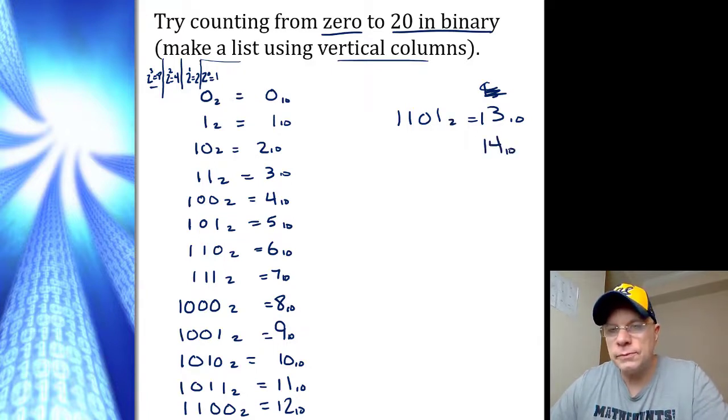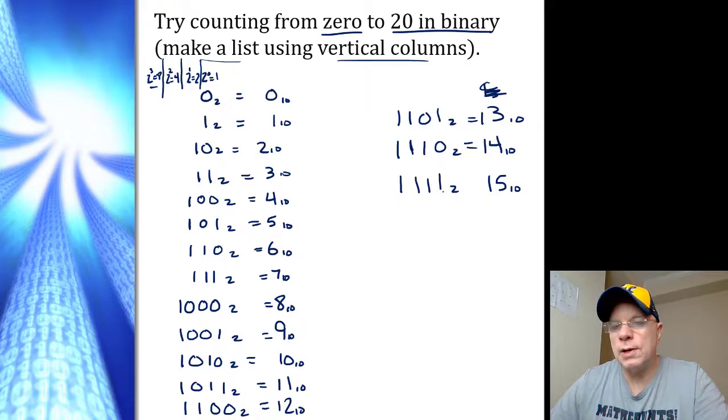14 is 8 and 4 and 2 and no 1's. The 8 and the 2 makes 10 and the 4 makes 14. 15 is 1 1 1 1. An 8, a 4, a 2, and a 1.